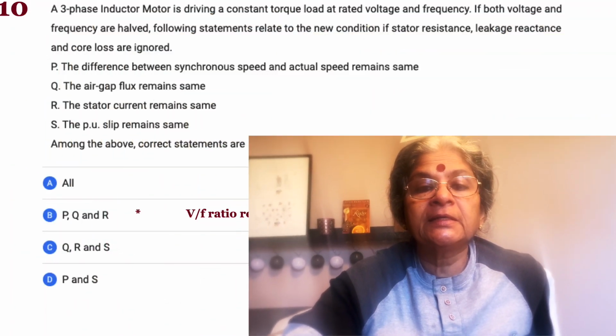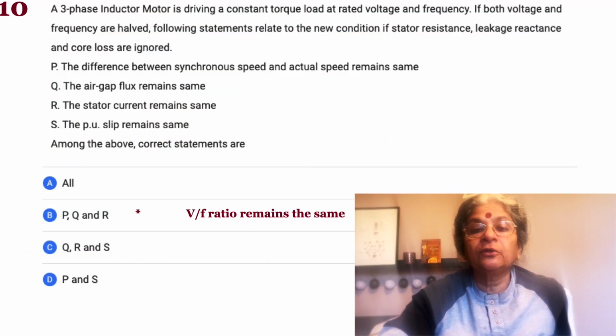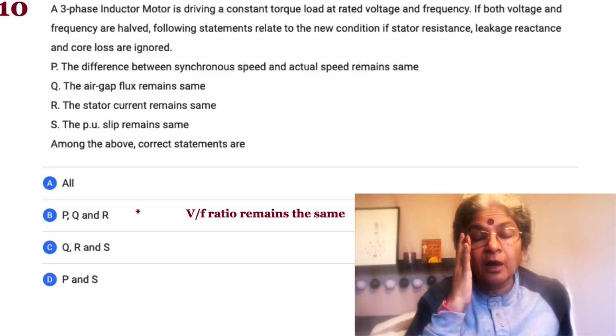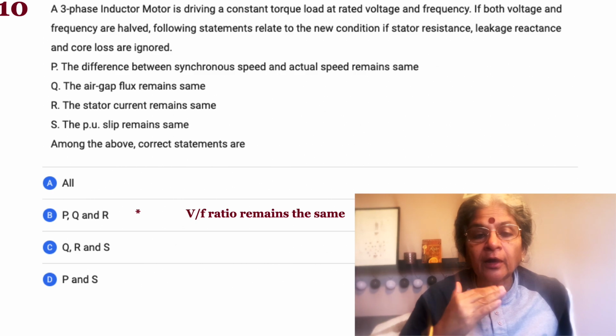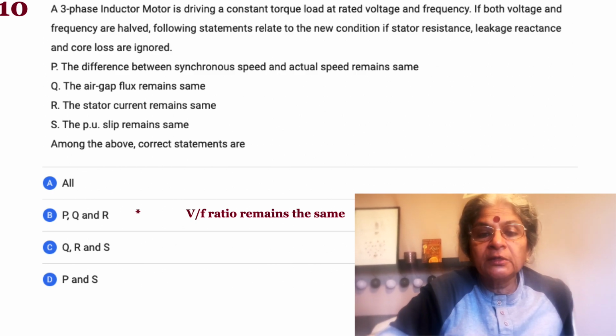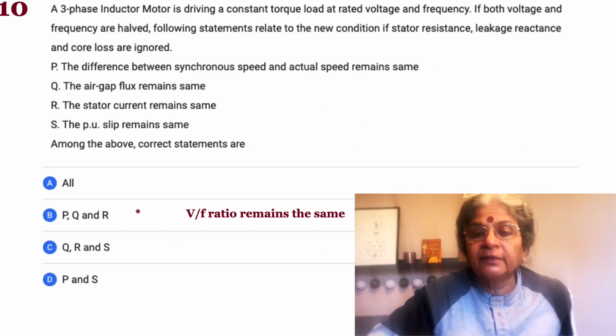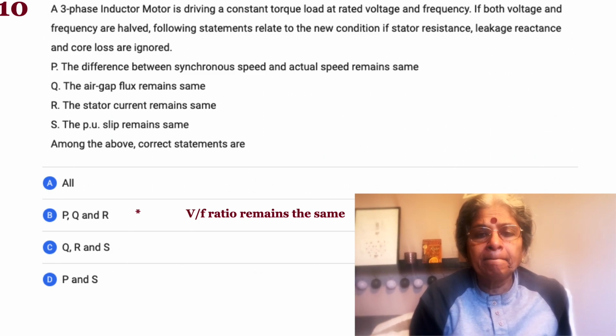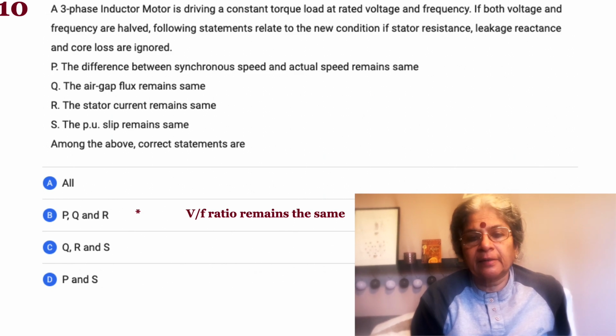A three-phase induction motor is driving a constant torque load at rated voltage and frequency. If both voltage and frequency are halved, so V is halved, F is halved, so V by F again is maintained constant. Following statements relate to the new condition if stator resistance, leakage reactance, and core loss are ignored. So all that may be affected are now ignored. Okay, so what is condition P? If the difference between synchronous speed and the actual speed remains the same.